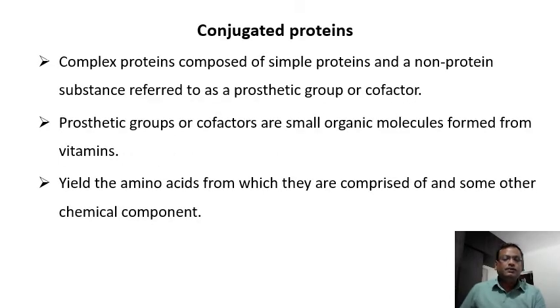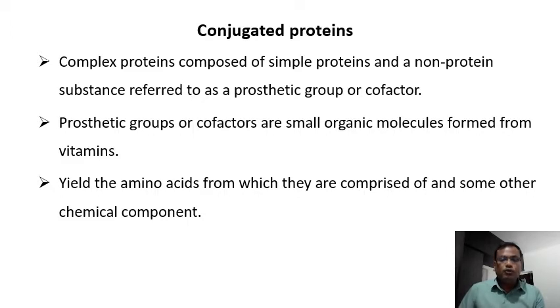Now, next one is conjugated proteins. As the name suggests, these are the proteins which are composed of proteins and non-protein substance. So here what happens, a non-protein molecule is bound to the protein molecule, and such structure results in the formation of a conjugated protein. So the non-protein component is called prosthetic group or cofactor.